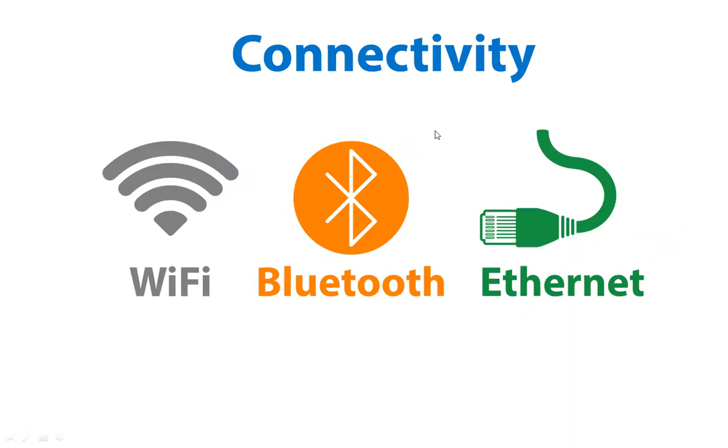There are 3 connecting technologies available on Raspberry Pi. What are the 3 connecting technologies? Wi-Fi, Bluetooth, and Ethernet. We can build our IoT products by using Wi-Fi. We can build IoT products by using Ethernet. We can build IoT products by using Bluetooth as well. So we can explore all these three communication technologies present on Raspberry Pi. This is the advantage when you use Raspberry Pi, because there are a total of 3 connecting technologies.